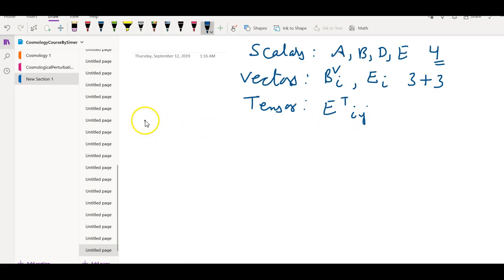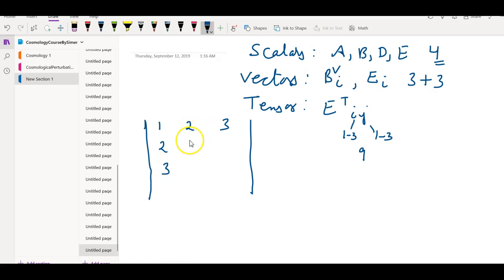like this goes from 1 to 3, this goes from 1 to 3. So this is total 9, but 9 are not independent because it is symmetric. So because of its symmetric nature, we have one component here, two components here, a third component here, second here, third here, fourth component is here, fifth component is here, sixth component is here. Because of its symmetric nature, there are total 6 components here.